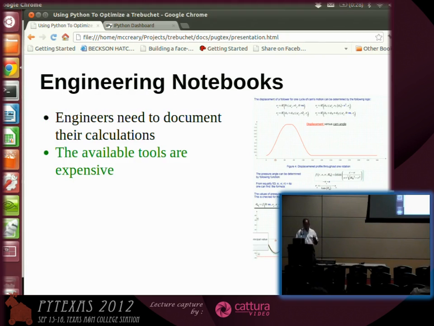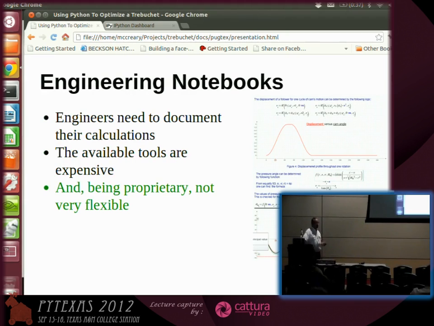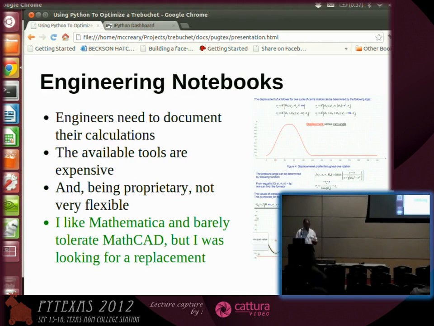So what I have used in the past are tools like MathCAD and Mathematica. Now, I like Mathematica a lot. It's a very good tool. I barely tolerate MathCAD, especially because of what they charge for and what I get compared to other tools. And I was really looking for a replacement.